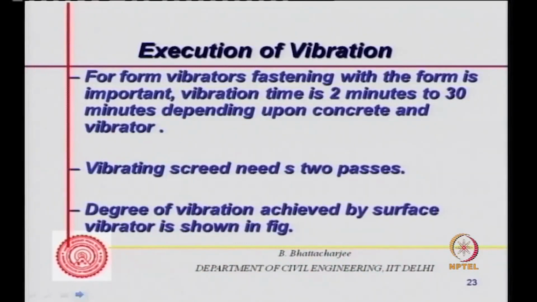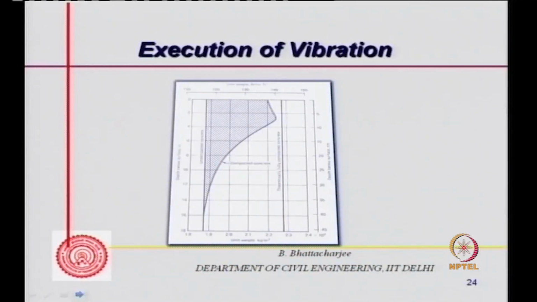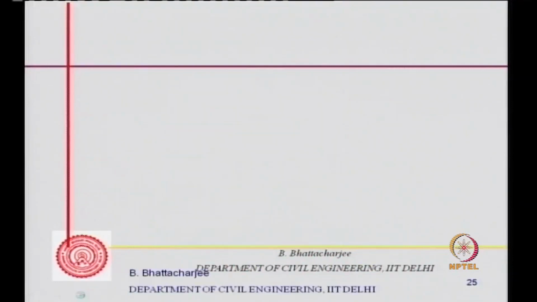And the degree of vibration achieved by a surface vibrator, of course, one can see from the figure that is there. Actually, vibration is only up to a certain depth. It's about 8-10 centimeters from the top, which means 80 mm, and not really much. After that, the density reduces. So it's only the top portion that you can actually vibrate. Similarly, a shutter vibrator also will not go throughout the section if the section is thick. So that's what it is.